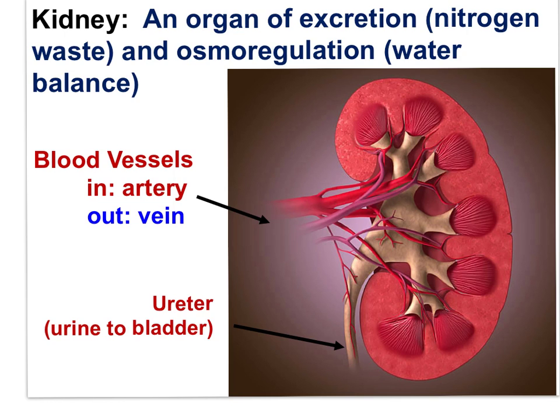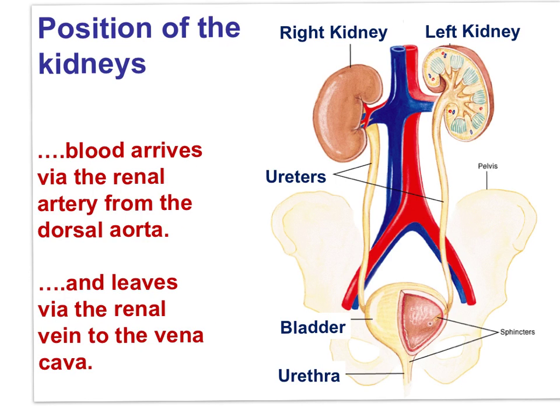Pay close attention. Urine, a complex mixture of solutes in the solvent water, is extracted from the blood that enters the kidney, and urine exits the kidney in the ureter. The urine moves to the bladder. In this diagram, you can see the paired kidneys. Blood arrives to the kidney in the renal artery from the aorta, and blood leaves the kidney via the renal vein to the vena cava. And you can see how the urine produced in the kidneys leaves the kidneys in the ureters to the bladder.